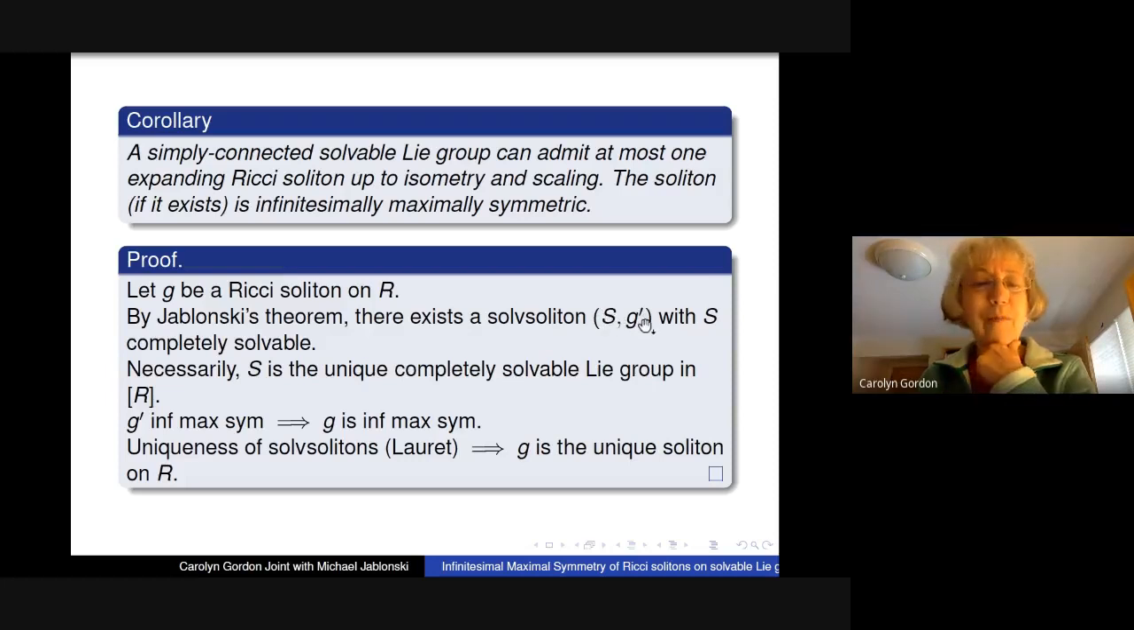So in other words, to G prime. And so that gives you the uniqueness, and the fact that solved solitons on completely solvable Lie groups are infinitesimally maximally symmetric says, by the theorem, that this soliton on R was as well. So that's the end.